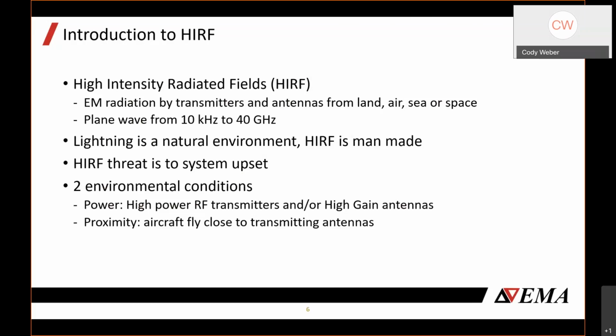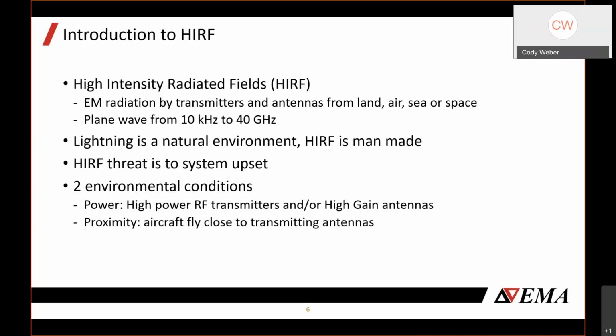The antennas and transmitters are built for communication and other purposes, and aircraft, of course, have to operate in environments where they are exposed to those electromagnetic fields. Whereas lightning can be a physical damage or a system upset type of environment, HIRF is just a system upset environment. There's no physical damage that occurs from the HIRF threat. It's the coupling to your sensitive electronics equipment and the disruption that occurs from that coupling.